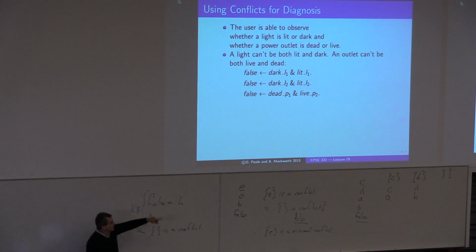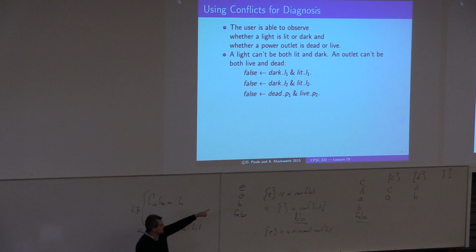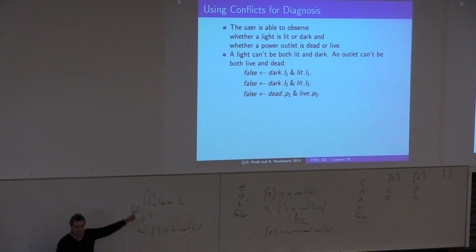clauses, integrity constraints like false if light L1 is dark and it's lit. So if we claim it's dark and we claim it's lit at the same time, we get a contradiction. The same for L2 and the same for these power outlets, although that should be the same one. There seems to be a typo there. False if the one power outlet can't be both dead and live.